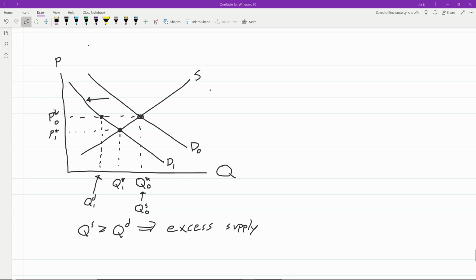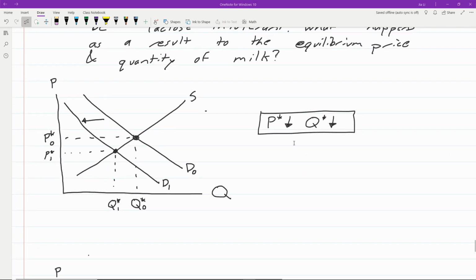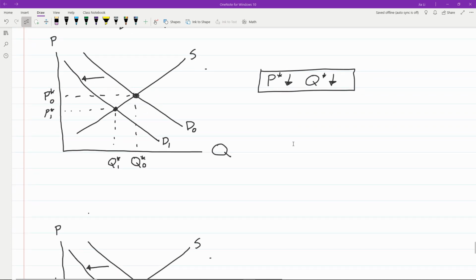But they'll also lower the price, which is why we see here price went down from P0 down to P1, and the equilibrium quantity also went down, right, from Q star 0 down to Q star 1. And at this new equilibrium, there's no longer an excess supply, right, because this is the supply curve, this is the demand curve. They cross right here, meaning quantity demanded is exactly equal to quantity supplied. So there's no longer an issue there, right? So that's mechanically how that works.